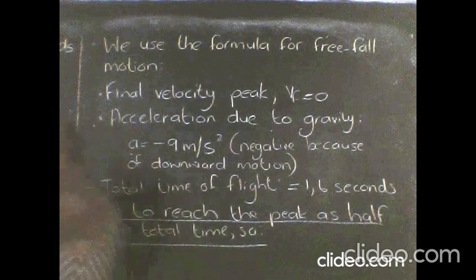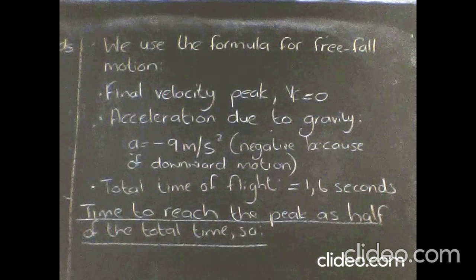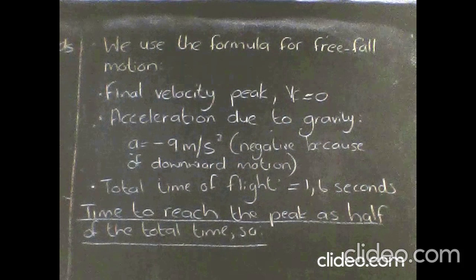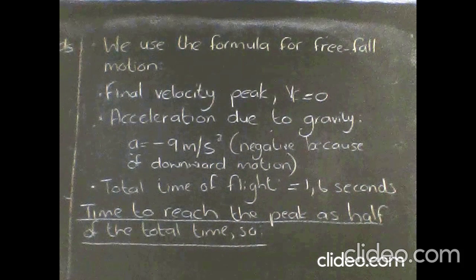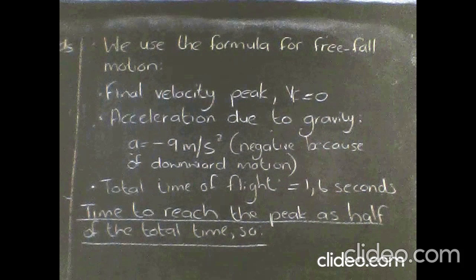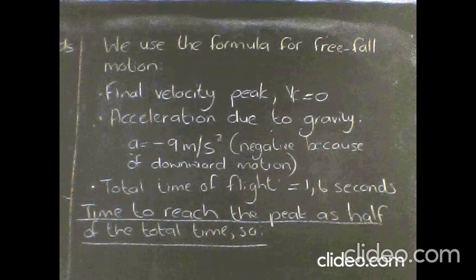We have another question as an example. A small ball is thrown upwards into the air and caught when it returns to its original height at 1,6 seconds after it was thrown. Calculate the magnitude of the initial velocity with which the ball was thrown upwards.